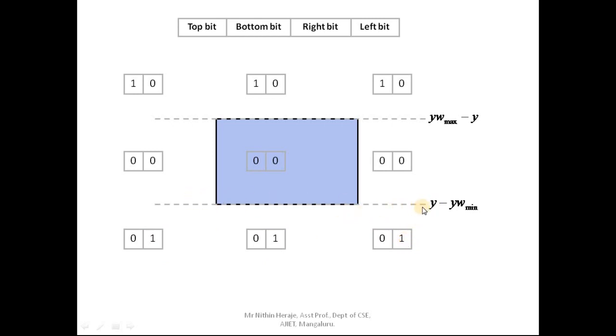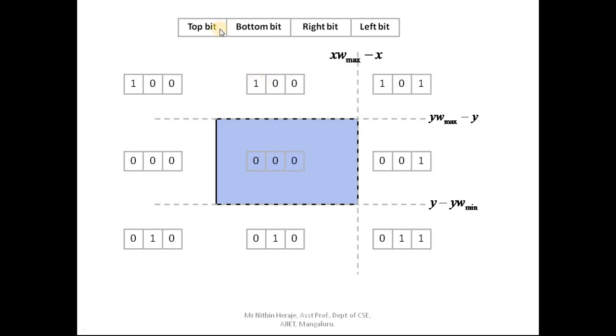And here if you look, this is the region between Y and Y W min. Inside, if you see, both the bits are set to 1 because it is neither top nor bottom.